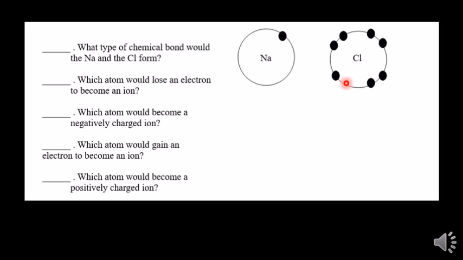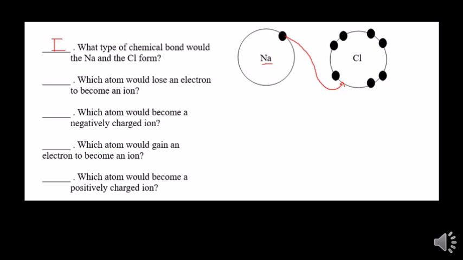They're still missing one. So the metal and the nonmetal will transfer over. This guy will want to transfer his electron over there. And so this is going to be an ionic bond. Which type of atom would lose an electron? Well, of course, sodium would lose its electron.